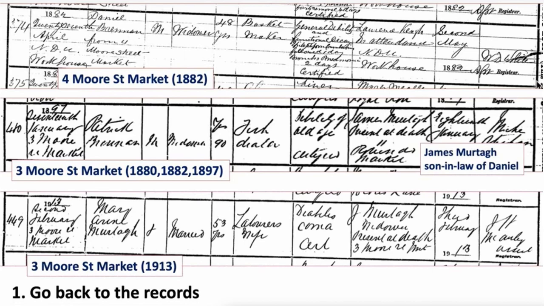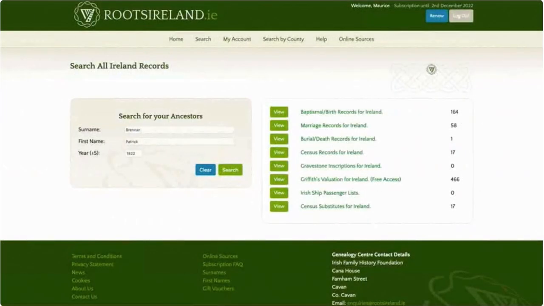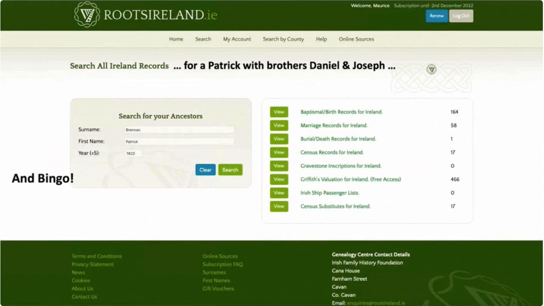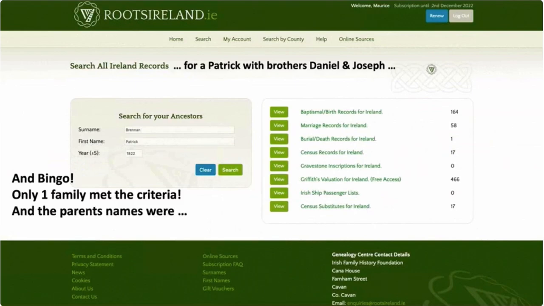Can we actually find any other information in the records to help us? And for that reason, I went to the church baptism and marriage records, church baptism records on the Roots Ireland website. And what I was looking for was a family with a Patrick who had brothers Daniel and Joseph. So I was looking for 3 brothers in the same family. And I would love to be able to tell you, bingo, there was only one family that had a Patrick, a Daniel, and a Joseph.